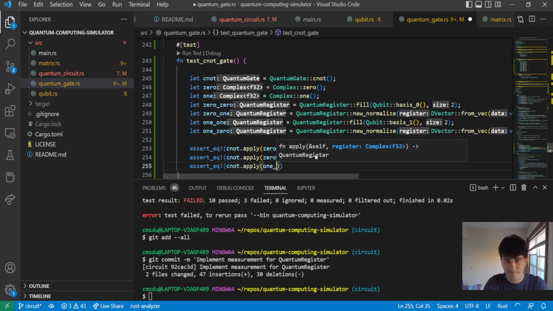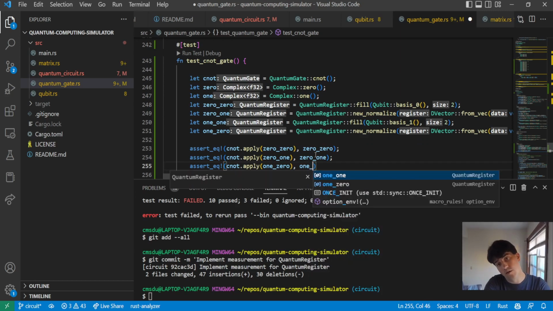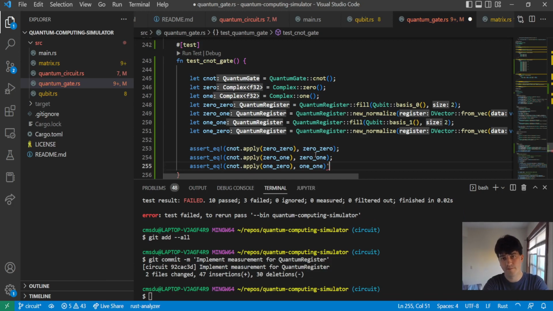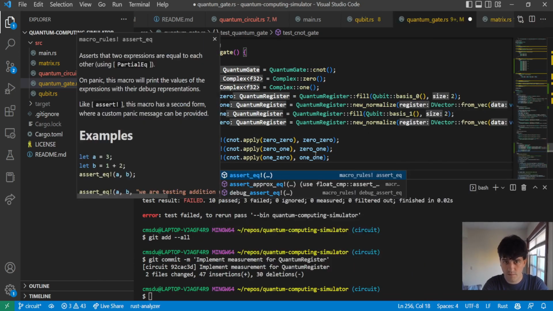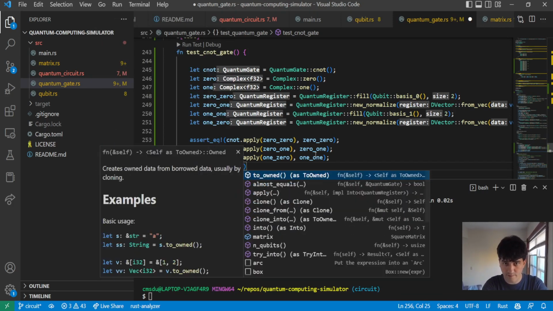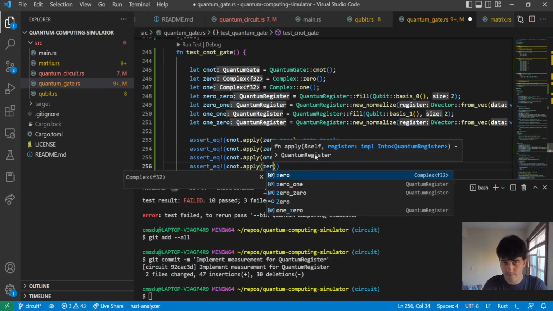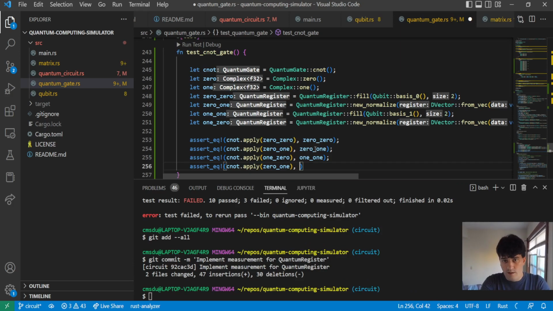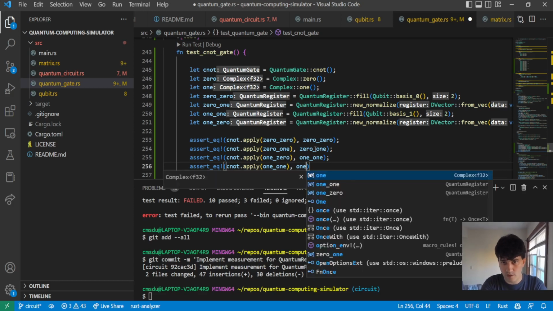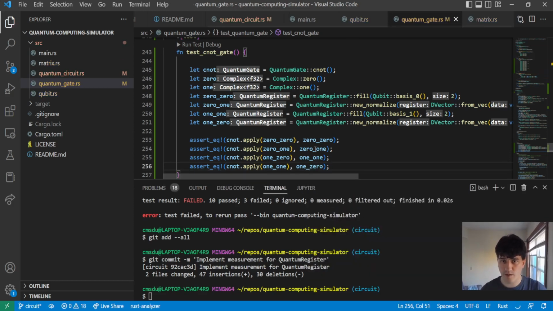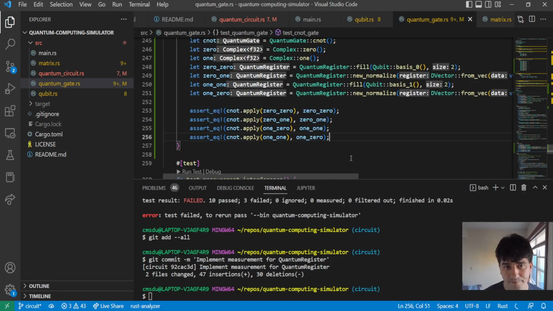1, 0 should result in 1, 1. Because now we are inverting, so we invert the 0. OBS is telling me I'm dropping frames again. And 1, 1 is going to be 1, 0. Because we do invert the 1 into a 0.